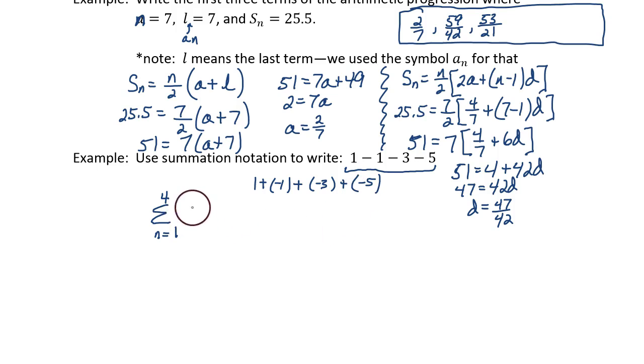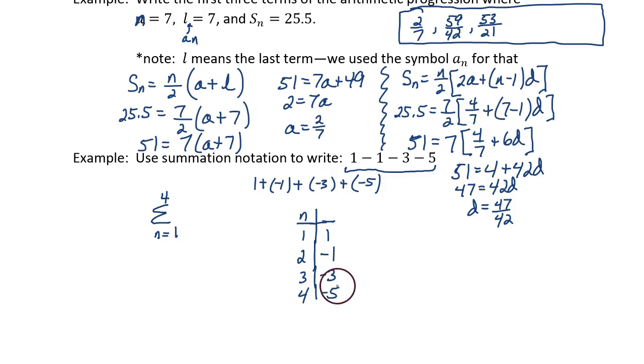Now on the side, we need to create a formula that would output all of those terms as you plug in different numbers for n. For instance, when n is 1, we would like the output to be 1. But when n is 2, we would like the output to be -1. When n is 3, we want it to output -3. And when n is 4, we want it to output -5. What kind of math formula would do this?